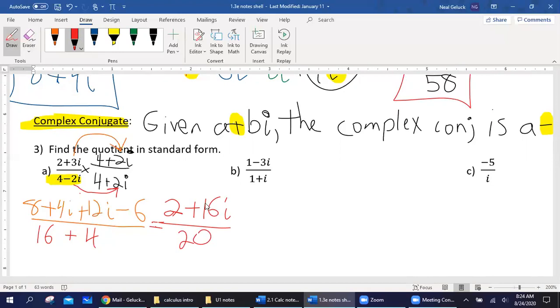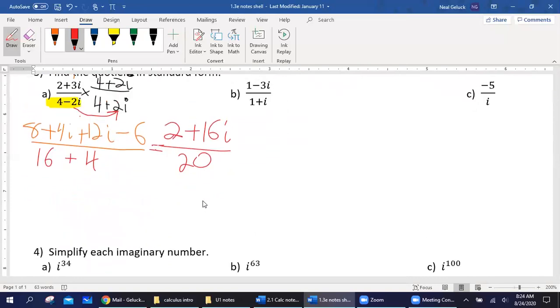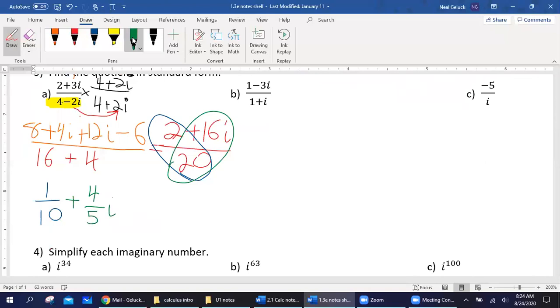Now to put it in standard form, like we did a few problems ago, I'm going to reduce it. So 2 over 20 is 1 over 10. 16 over 20 is 4 fifths, and I still have the i on there. That would be the standard form look for that problem.